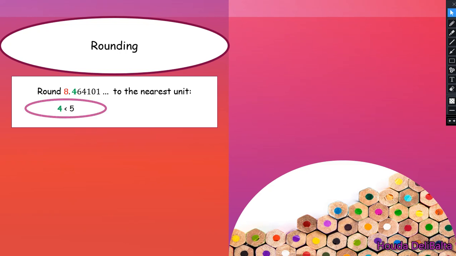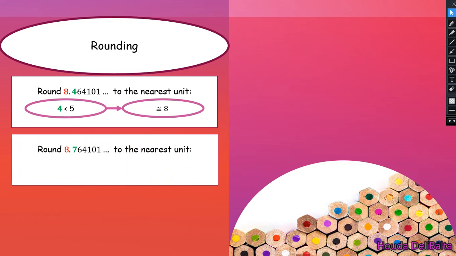If that number is less than 5, then I keep 8 as it is. If that number is greater than 5, then I have to add 1 for the required digit. So again, here it is 8.4 and so on. I have to round the unit part, which is 8. The number after that 8 is 4. Since 4 is less than 5, then the rounded answer is just 8. I keep 8 as it is. I don't subtract 1, but I still keep it as it is.